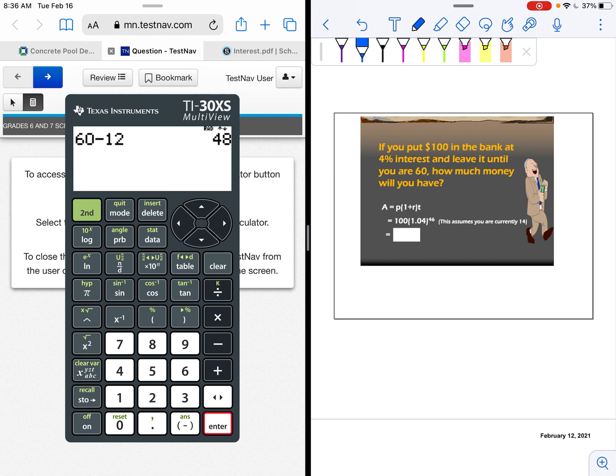I apologize. It's early in the morning, I guess. So I'm going to put everything in. And here's my interest is 4%, so I'm going to add it to the 1. So I'm going to have 100, parenthesis, 1.04, close my parenthesis, and I'm going to raise it to the 46. See how much money I'm going to have. $607.48 at the end. Remember, it includes the original amount. So we have $607.48.